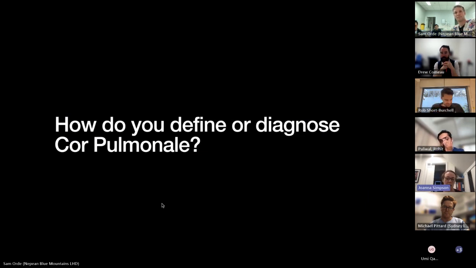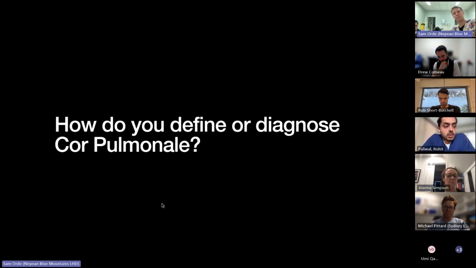So cor pulmonale can be acute or chronic. It's both right ventricular and left ventricular dysfunction because of raised intrathoracic pressures or right heart pressure, or PEs, for example, for acute cor pulmonale. And then chronic cor pulmonale is biventricular failure as a result of chronic LV dysfunction leading to raised pulmonary pressures and then RV dysfunction. So is that diagnosed purely on echo then?